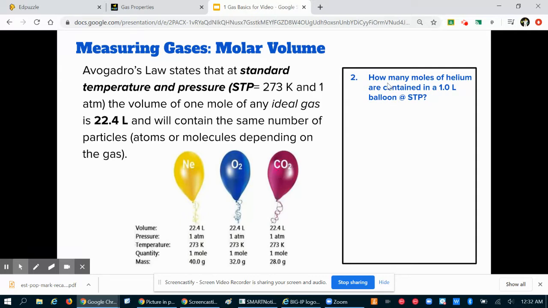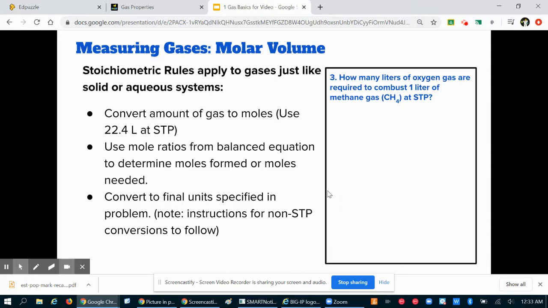Would you be able to calculate the number of moles of helium that are contained in a 1 liter balloon if it was at STP? Remember, 1 mole contains 22.4 liters. Good. Here's another thing for you to think about. What if we wanted to convert an amount of gas to moles? We would use 22.4 liters.